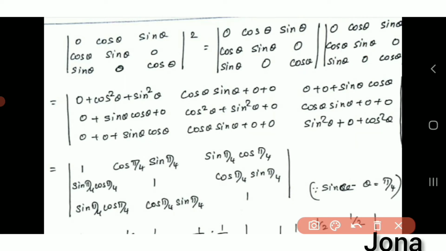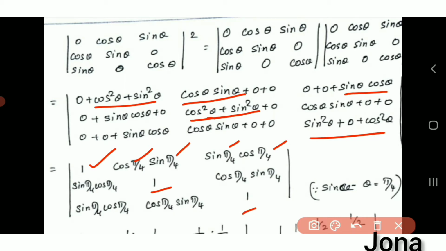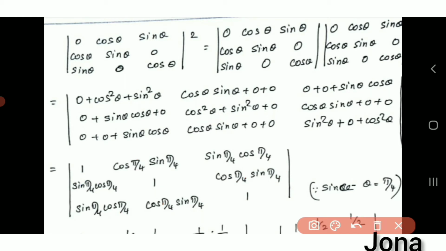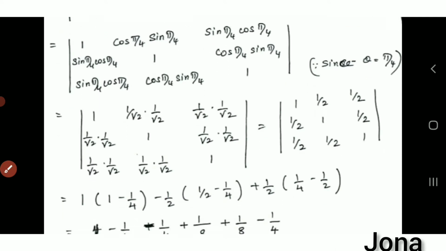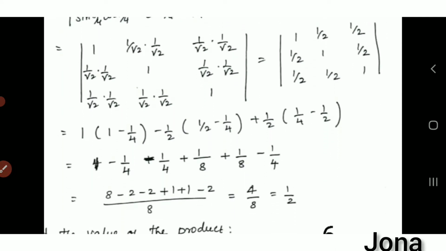So now we got sin square plus cos square is 1. The remaining thing we have there is cos theta into sin theta only. Instead of theta we have the value pi by 4. Even here, instead of theta we substitute sin pi by 4 and cos pi by 4. Here cos square plus sin square is 1, and even here sin square plus cos square is 1. For all the other entries we substitute the value of theta, the values of sin pi by 4 and cos pi by 4. It will be like this.